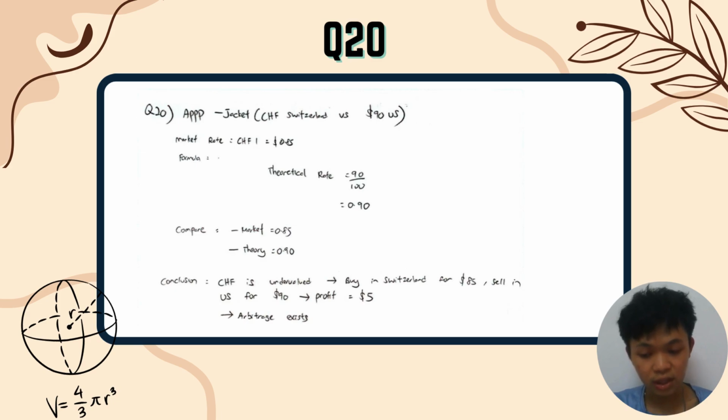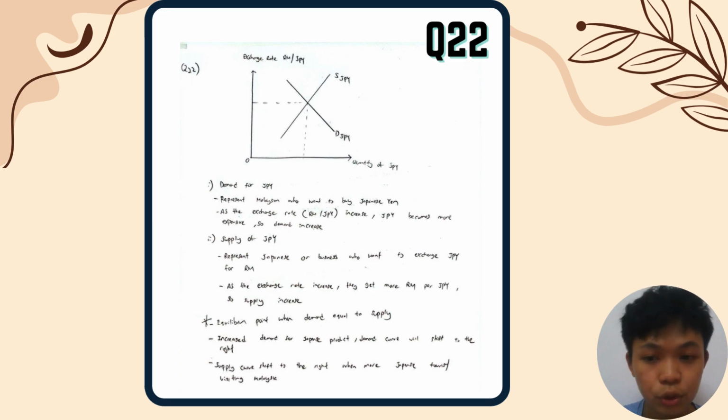So conclusion, CHF is undervalued. Buy in Switzerland for US dollar 85, sell in the US for US dollar 90. So the profit is US dollar 5. So the arbitrage exists. Move on to question 22.